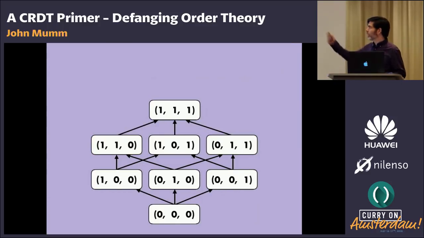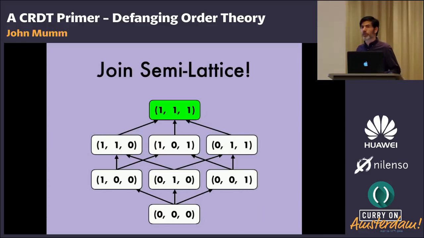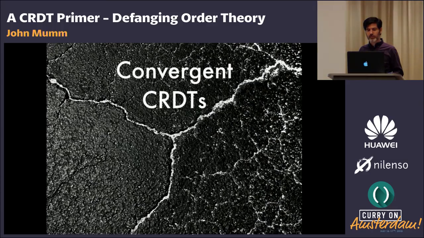But if we were to simply add 111, then we would have a joined semilattice. We now can take the join of these two, and it's this upper bound on the diagram. And try to join any two of these, you're going to end up with an answer. And that's what makes it a joined semilattice. So with this in hand, we're now ready to look at convergent CRDTs.